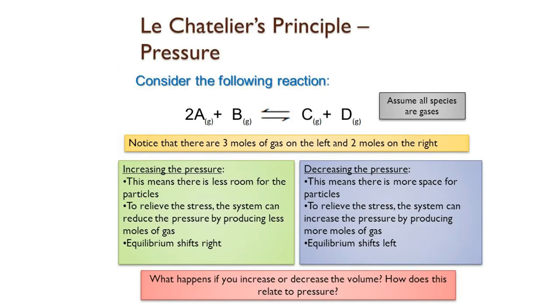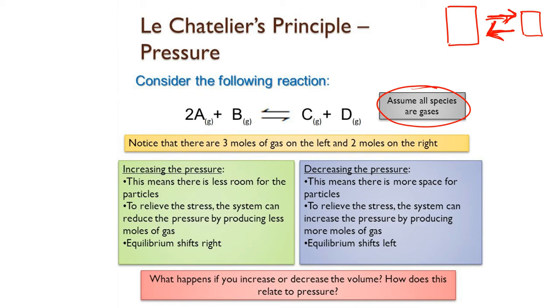Pressure. Okay, when we're talking about pressure, we're really talking about adjusting the concentration for gases. So remember the relationship between pressure and volume, right? To decrease the pressure or increase the pressure, we're talking about adjusting the volume. Decreasing volume would be an increase of pressure, and increasing volume would be a decrease of pressure.